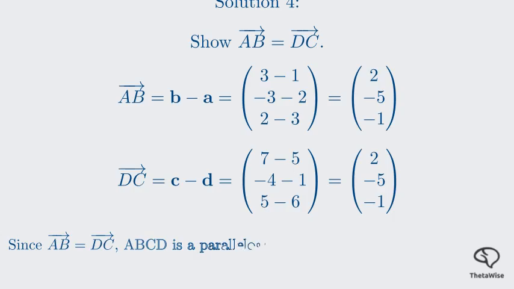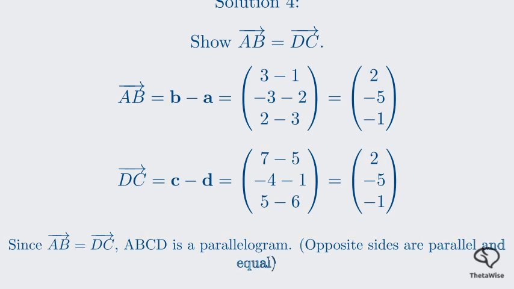Alternatively, we could show that the diagonals AC and BD bisect each other by finding their midpoints. The midpoint of AC is (4, 1, 4), and the midpoint of BD is also (4, 1, 4). Since the midpoints are the same, the diagonals bisect, and it is a parallelogram.